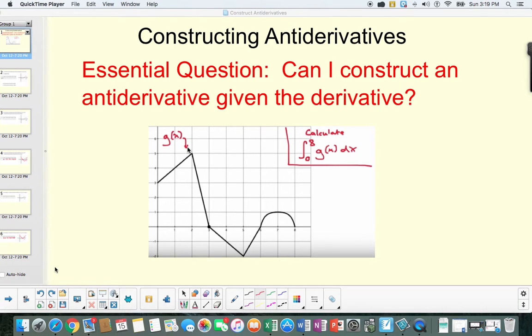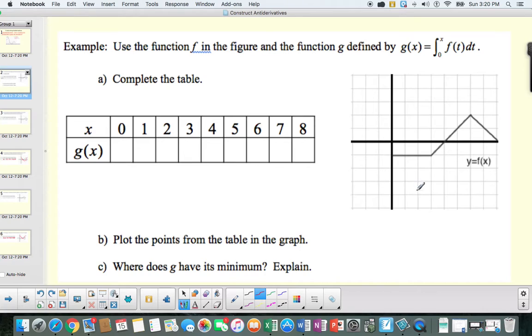Constructing antiderivatives. Essential question: can I construct an antiderivative given the derivative graph? Let's take a look at this graph. This graph represents f of t, and we'd like to find the antiderivative, which means we are going to take a look at an area accumulation function. This is an input-output function as we've studied in the past.